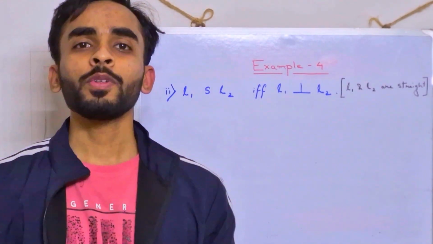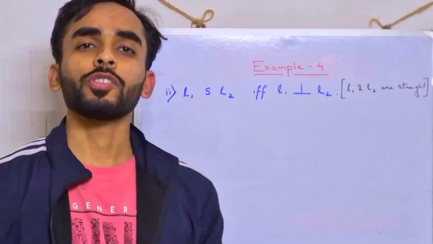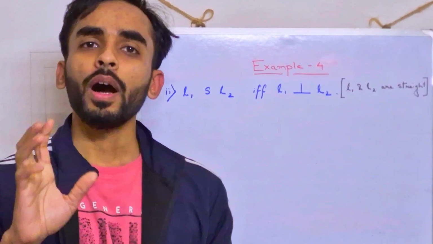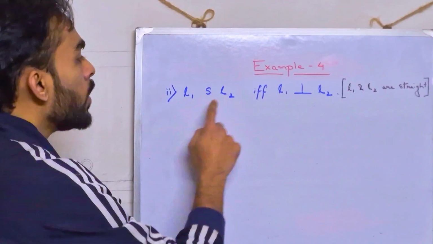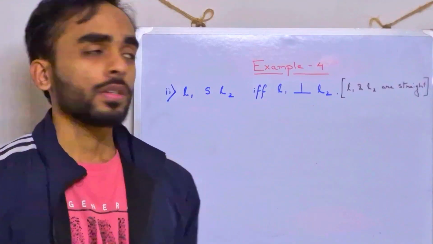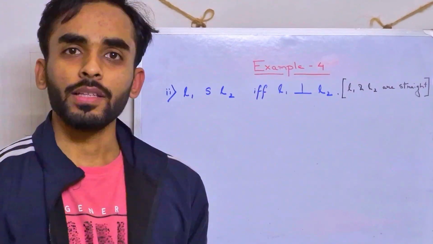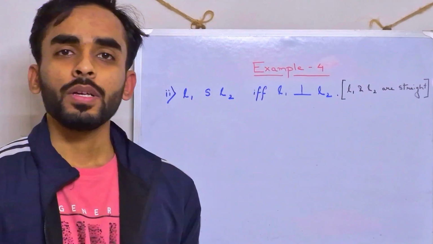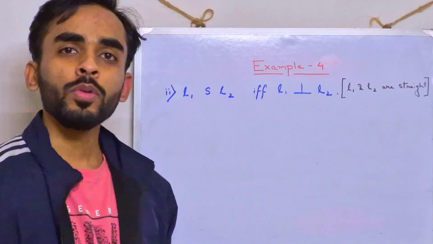Okay, example 4, question 2. We are given the question in a bit of a complicated language, but we will understand it step by step. L1, L2. What are these? L1 and L2 are two straight lines. The relationship between them is S, right? That is why L1 S L2 is written.